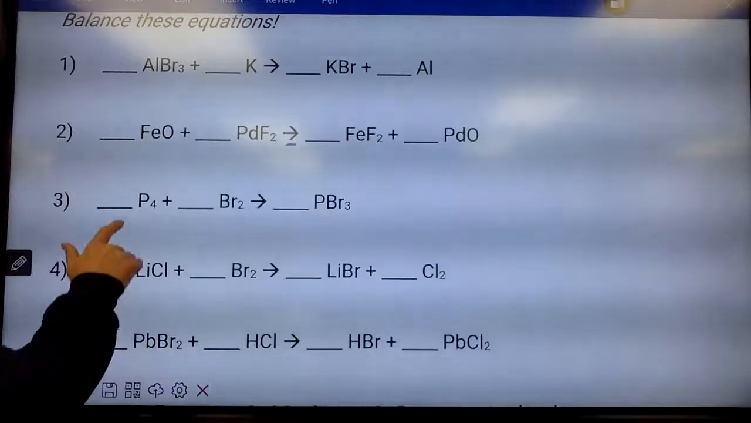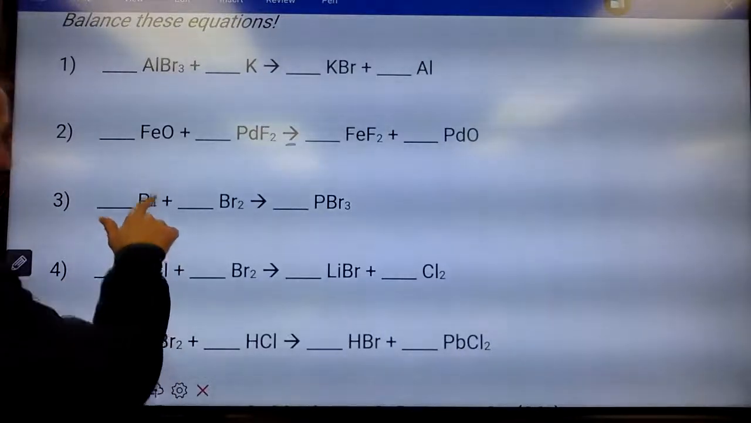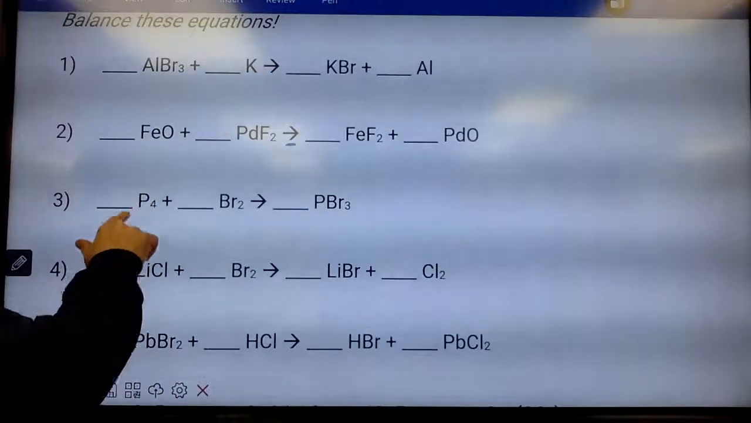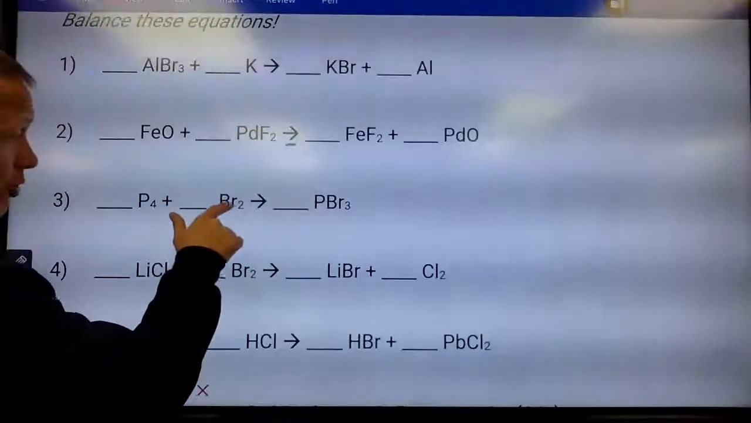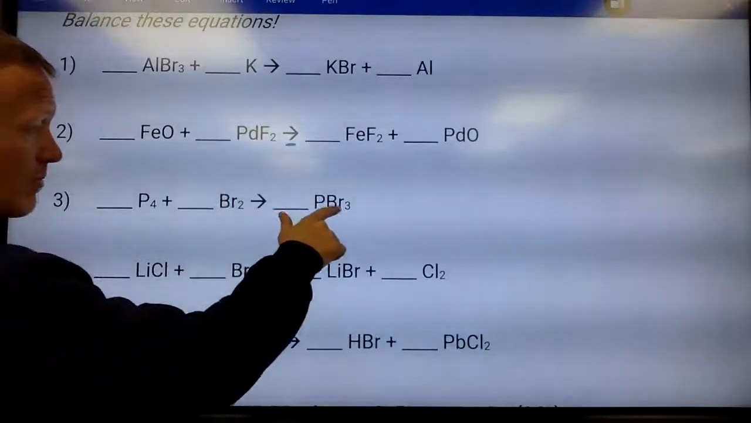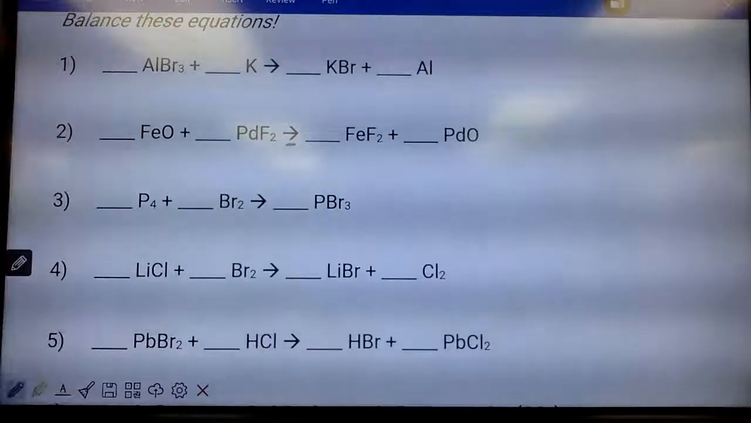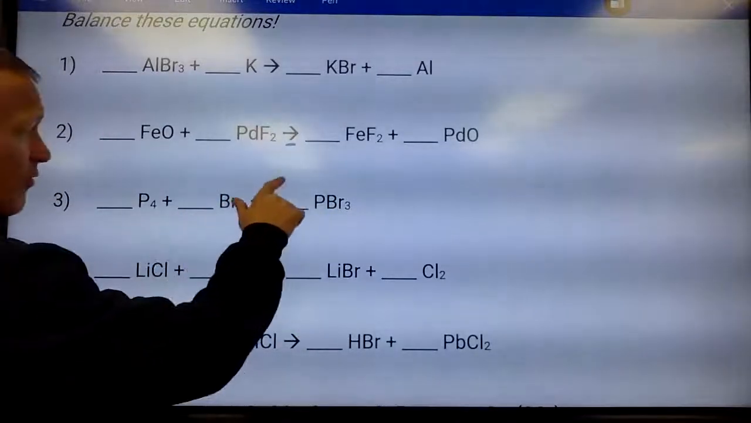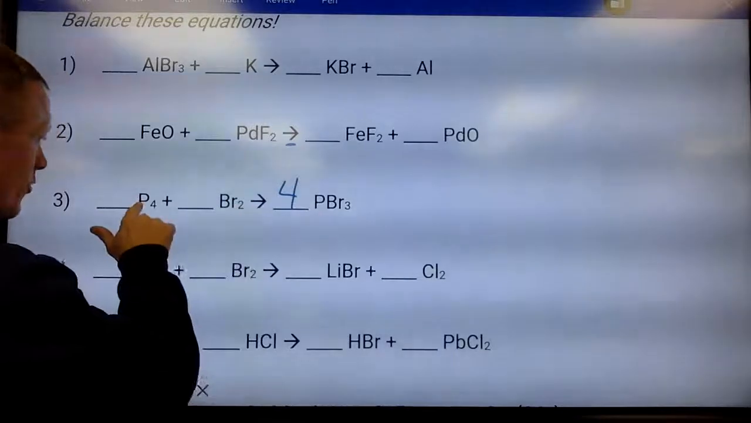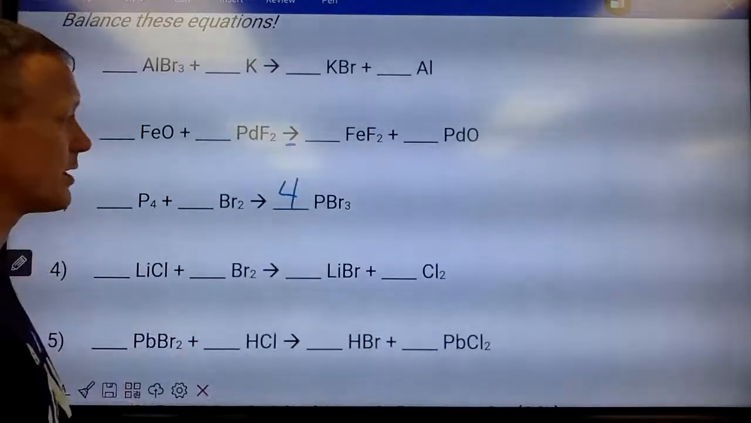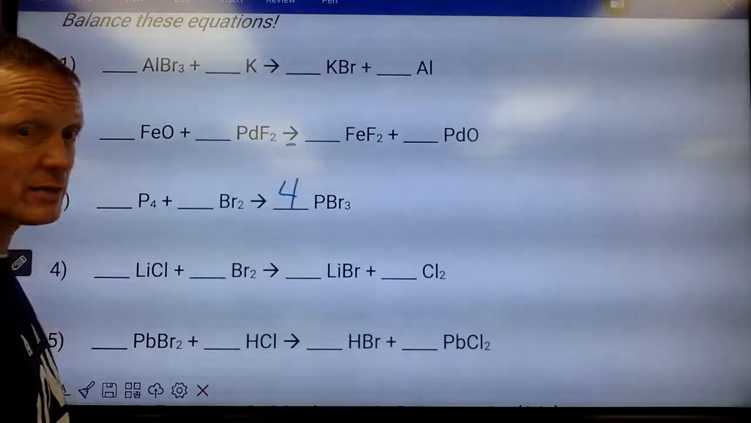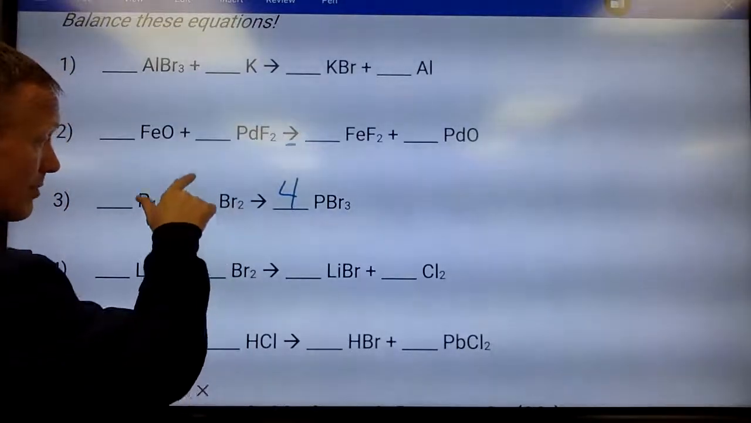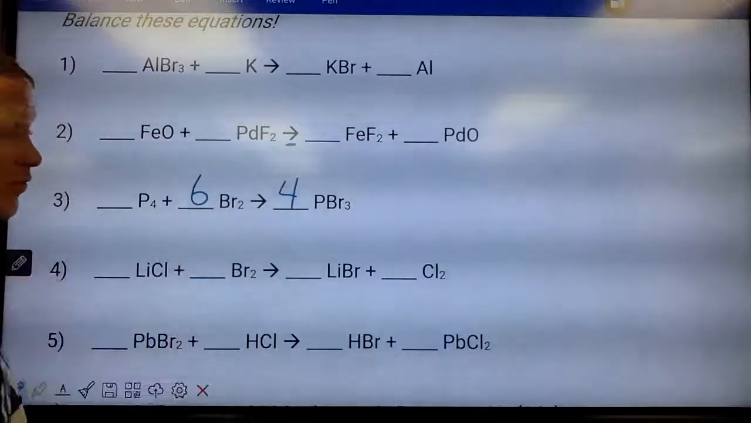Next one here, you got 4 phosphoruses, and that means 4 bonded phosphoruses, which is a little bit weird, but 4 of them bonded. Otherwise, there'd be a 4 out in front of that. 2 bonded bromine atoms make a PBr3. Well, if I start with phosphorus, I put a 4 out in front of there. That gives me 4 Ps there and 4 Ps there. 4 times 3 is 12 bromines. So 2 times 6 is 12 bromines there.